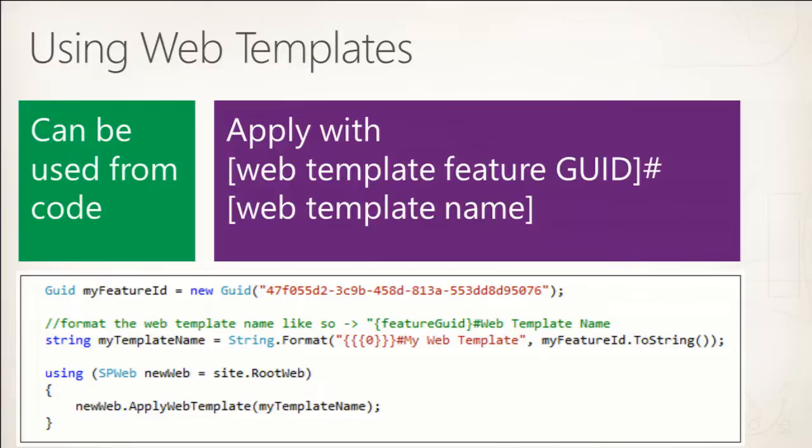And here's just a small code snippet, an example of how you could use it, but there are other ways as well. You can also use it from PowerShell, for instance. If you are creating your site from a PowerShell script, then you can also use the web template in the same way. So use the web template feature GUID and use the web template name as well.